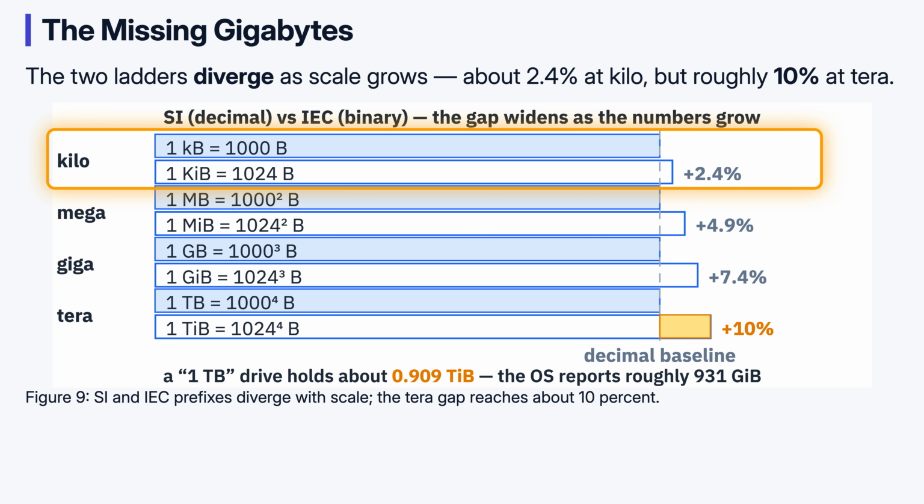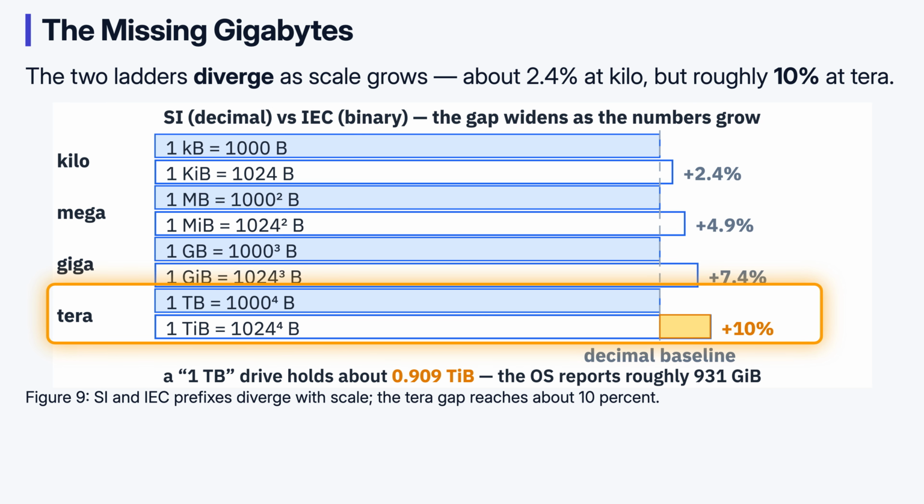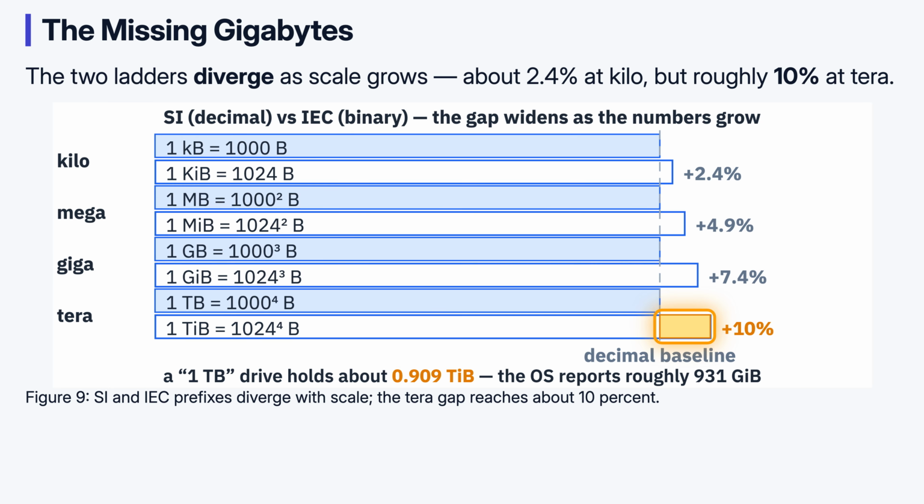Now watch the two ladders spread apart. At the kilo level, they differ by only about 2.4%. But the gap grows as the numbers get bigger. At the tera level, it reaches about 10%. This is the famous case of the missing hard drive space.